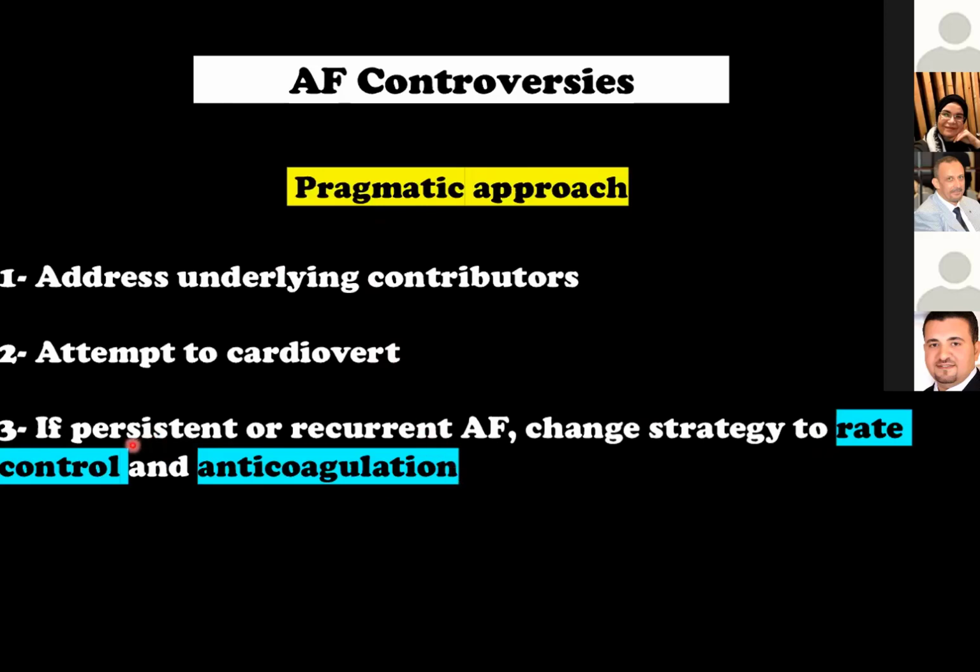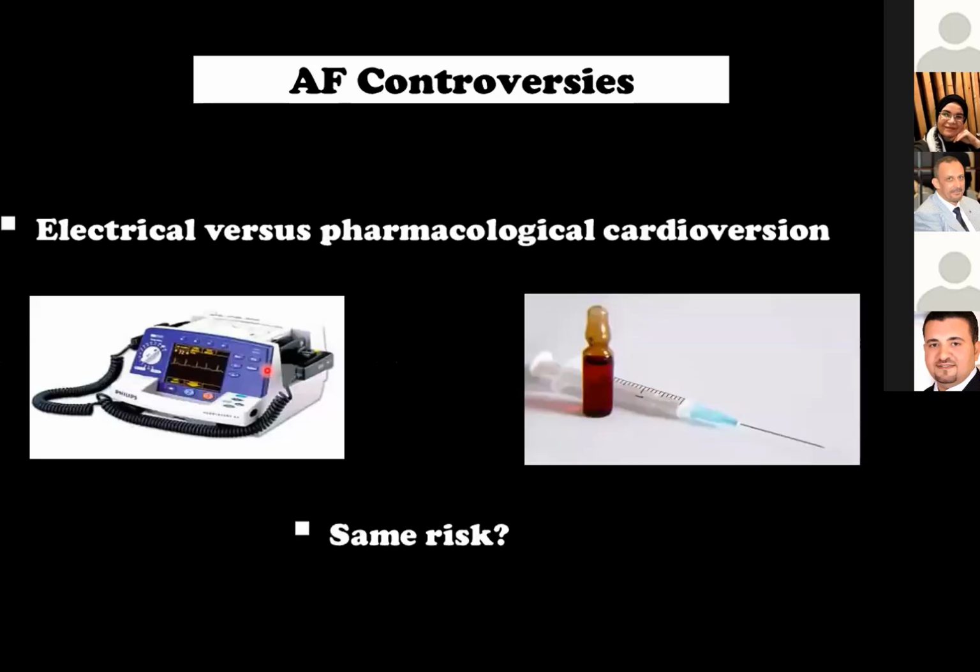So here the definition is clear. If you have persistent or recurrent AFib, your strategy is rate control and anticoagulation. But if your patient has paroxysmal or recent atrial fibrillation, then treat the underlying cause plus cardiovert. And here it depends on the cardioversion, either pharmacologic or electrical. So this is electrical versus pharmacologic cardioversion, and they have the same risks.